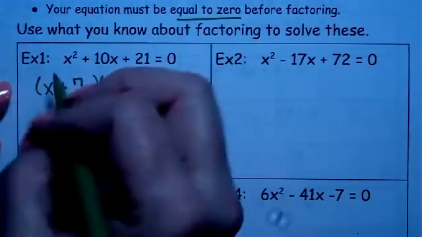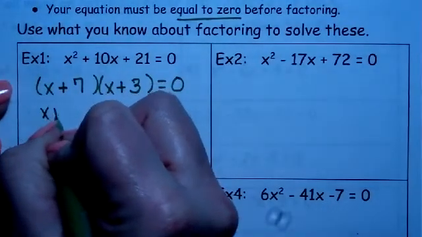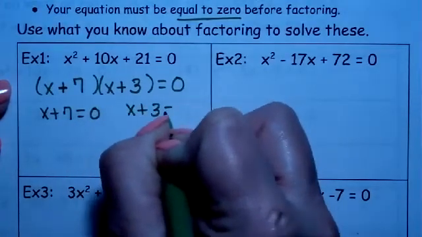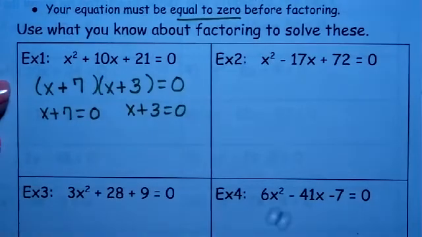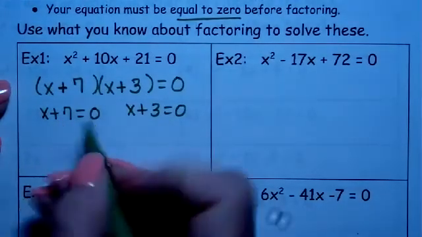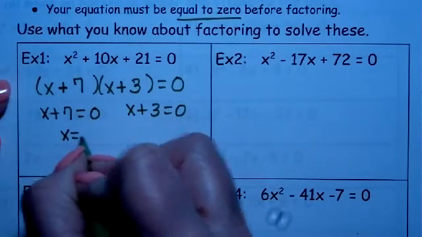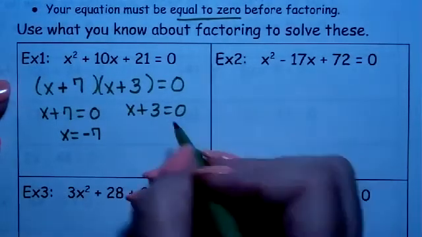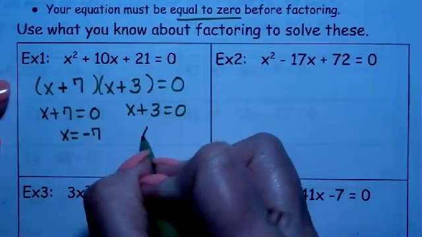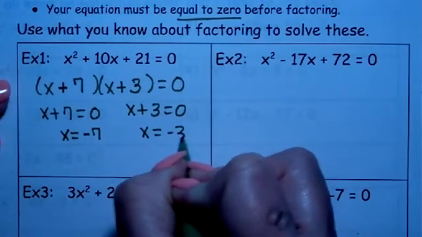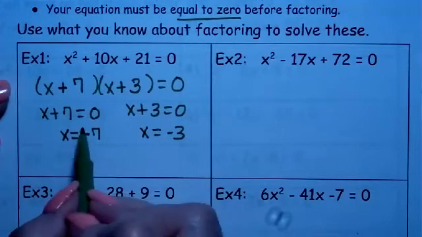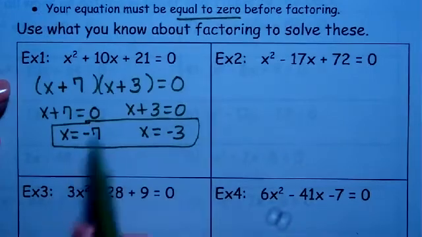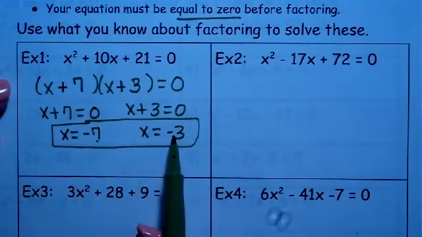So what that means is either x plus 7 is 0 or x plus 3 is 0. If x plus 7 is really 0, that means x is negative 7. Well, that's a one-step equation right there. If x plus 3 is 0, then x would have to be negative 3. Right there are your 2 possible answers. X has either got to be negative 7 or negative 3.